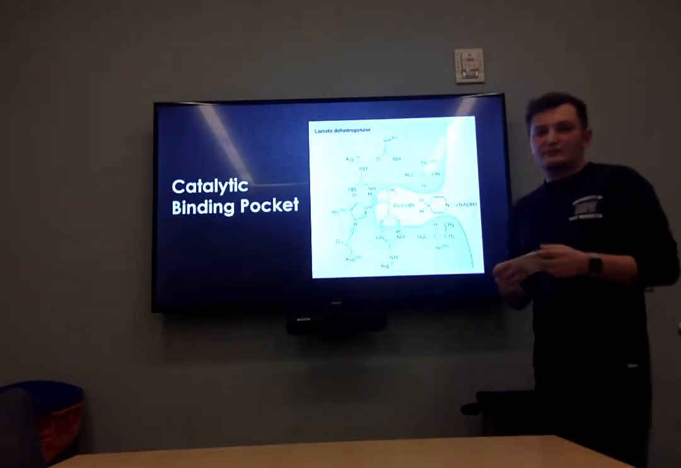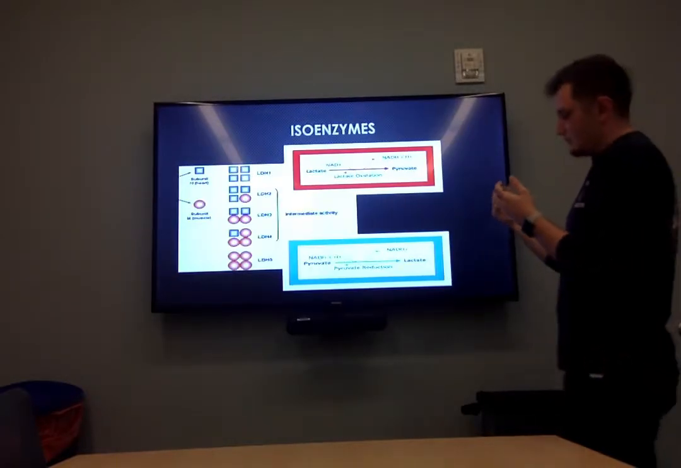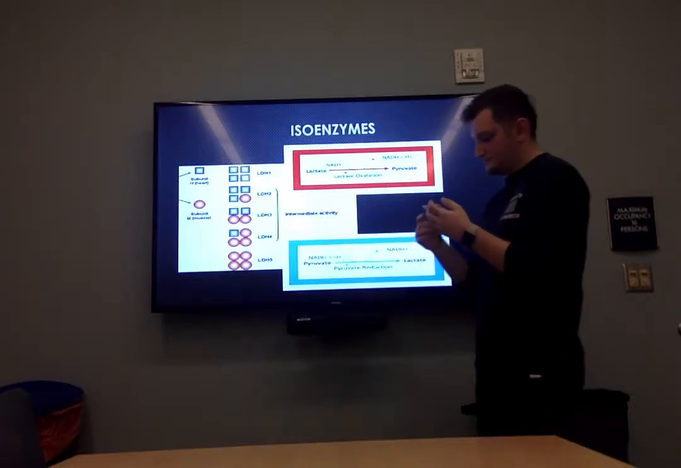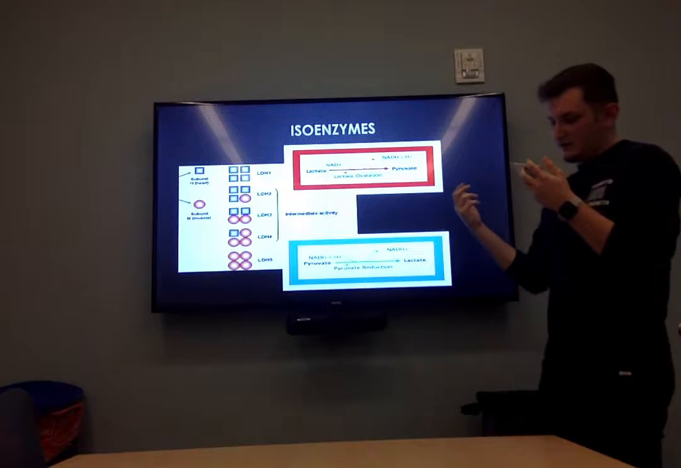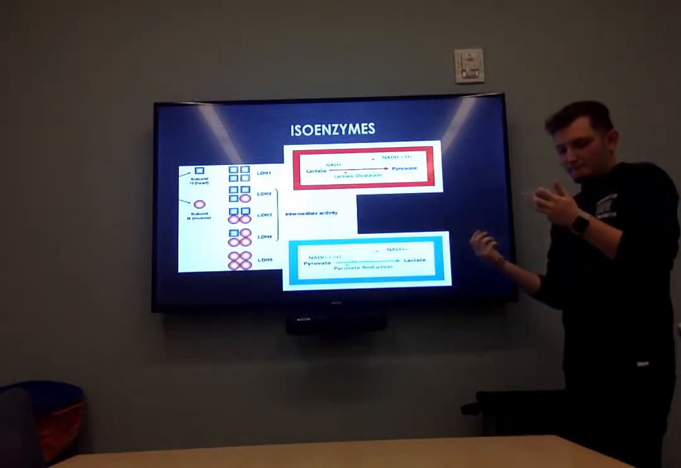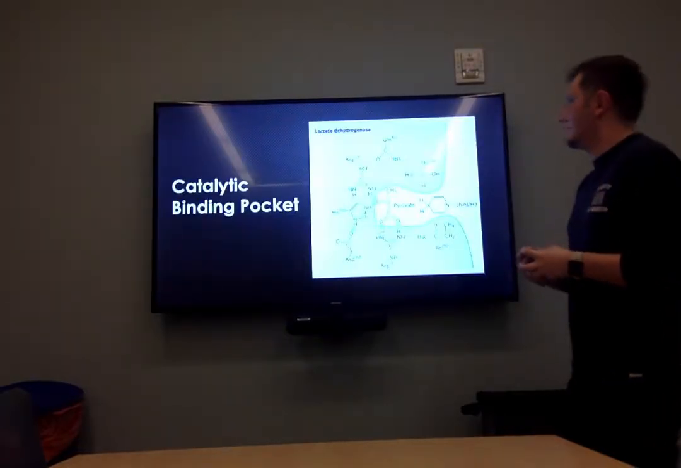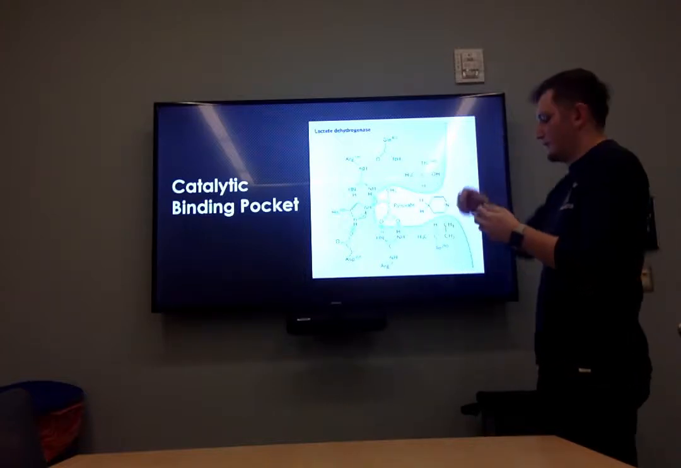I'm going to go back to the last slide. Both LDH1 and LDH5 share about 25% of the amino acid sequence. And that's it. The next slide has the catalytic binding pocket.